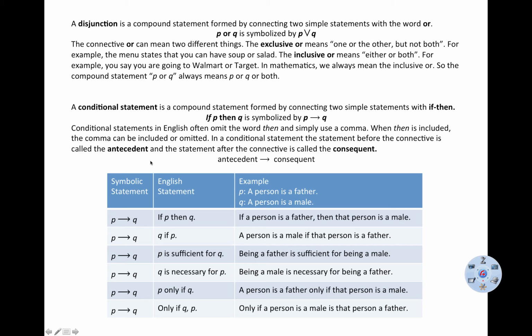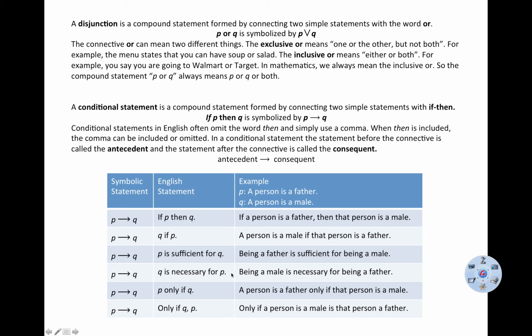So this table shows some of the common ways to translate if P, then Q into English. Again, it's going to be the English that we're going to have to be particularly careful of. Okay, notice all of the symbolic statements are the same, but we could say if P then Q. For example, if a person is a father, then that person is a male. Q if P, a person is a male if that person is a father. P is sufficient for Q. Being a father is sufficient for being a male.